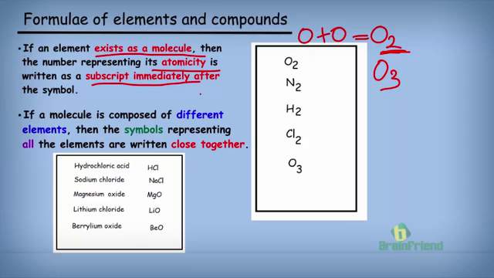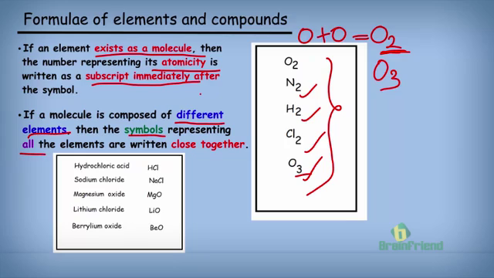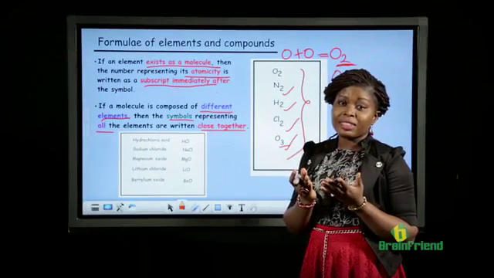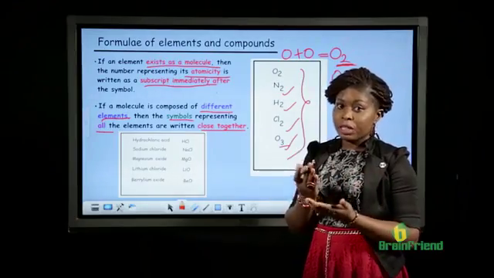So we have other instances where we have nitrogen, hydrogen, chlorine, and ozone. These are examples of elements that combine to form molecules, and you can see that the number of atoms in these elements are written as subscripts. Then another thing: if a molecule is composed of different elements, then the symbols representing all the elements are written close together. The first one is when an element is present as a molecule, meaning we have the same elements.